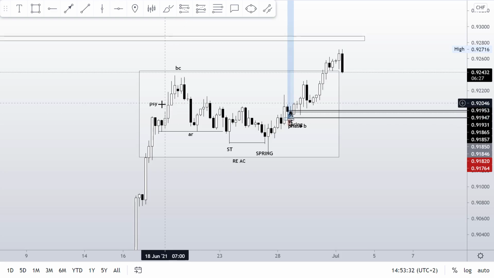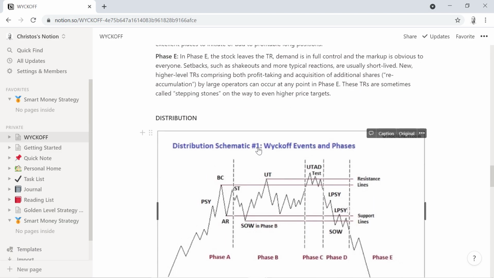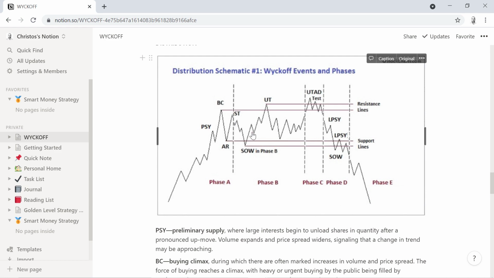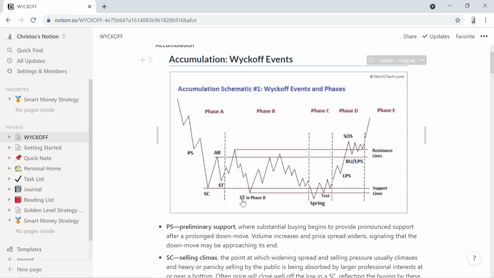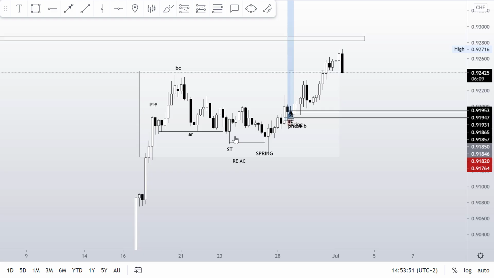Okay, you see it's exactly the same. Actually it would be this one, but then it evolved into a reaccumulation and not into a distribution. So from the phase B and on, we are on a reaccumulation, as you can see over here.